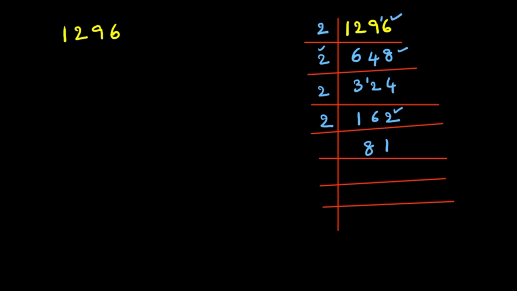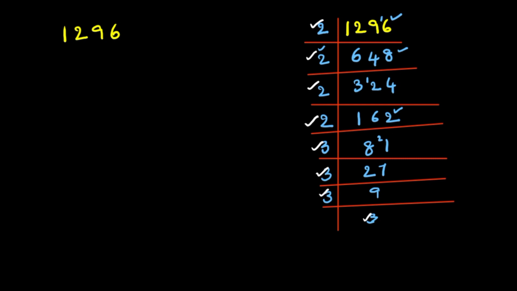Next 3 is a number here, 3 2s are 6, and here 3 7s are 21. Now 3 9s are 27, 3 3s are 9. So just observe this: we have completely taken prime numbers. Here we should use only prime numbers.